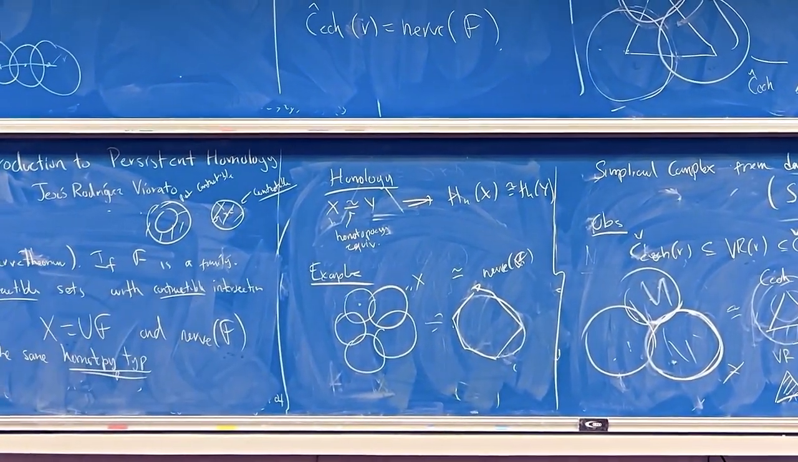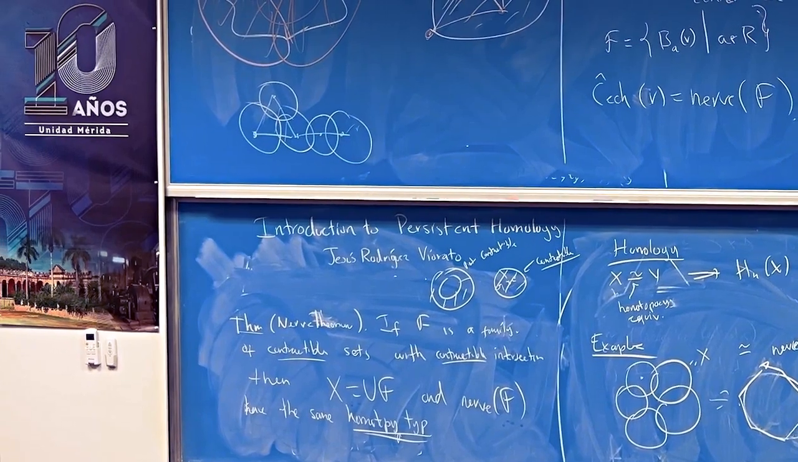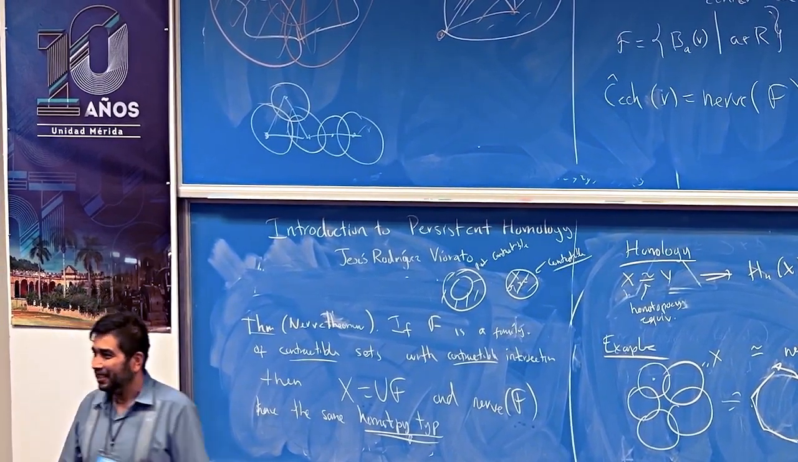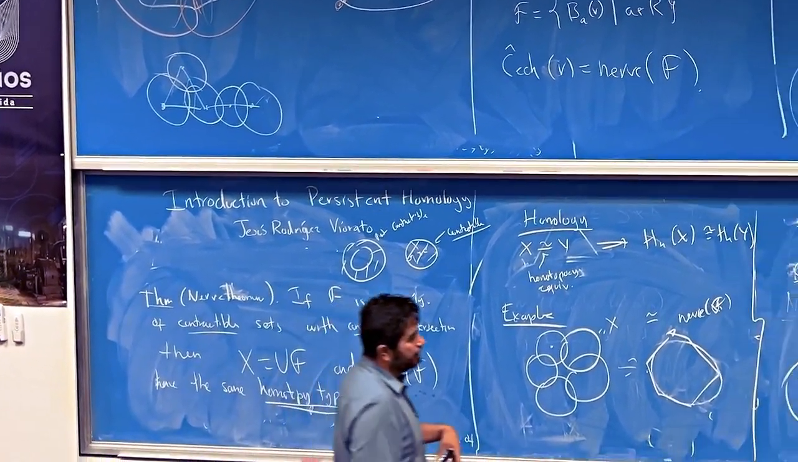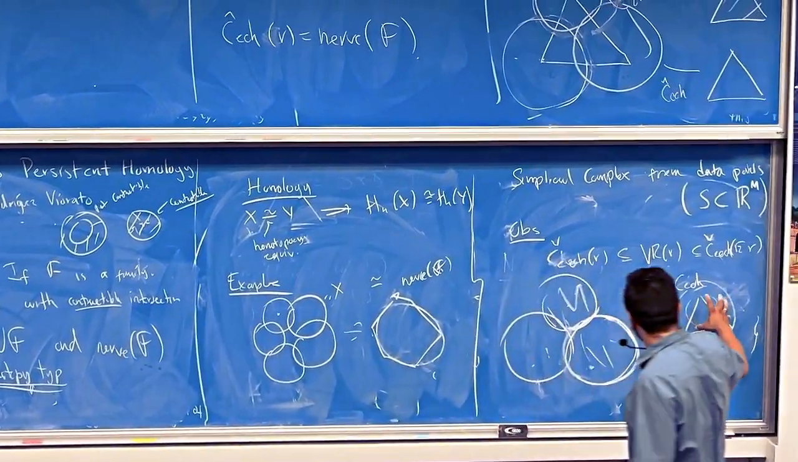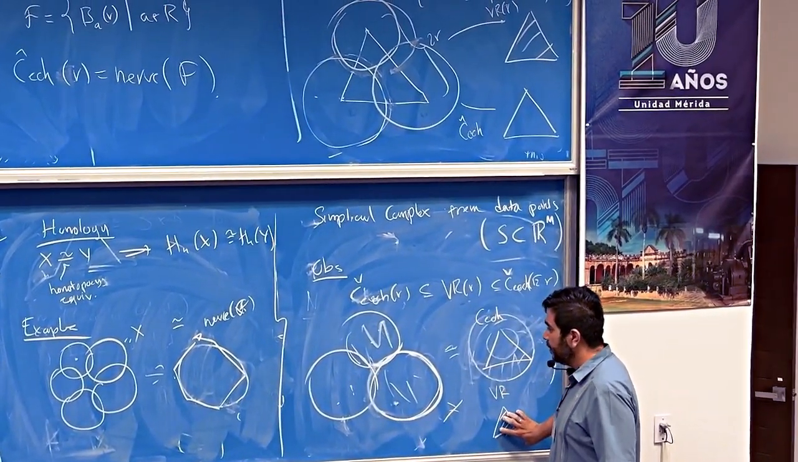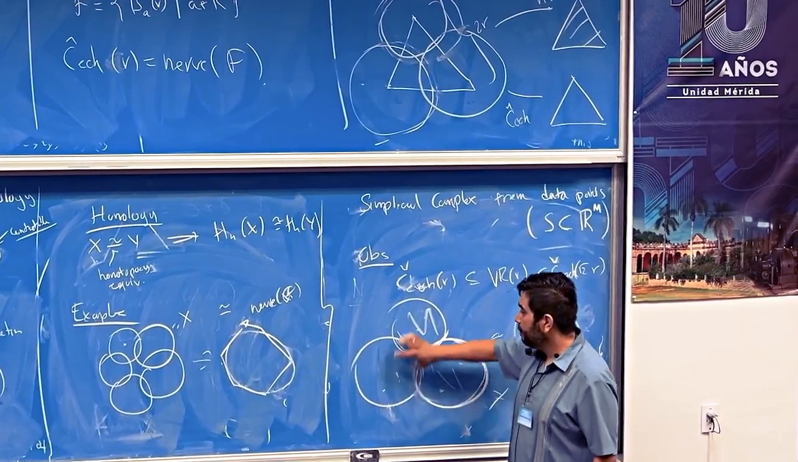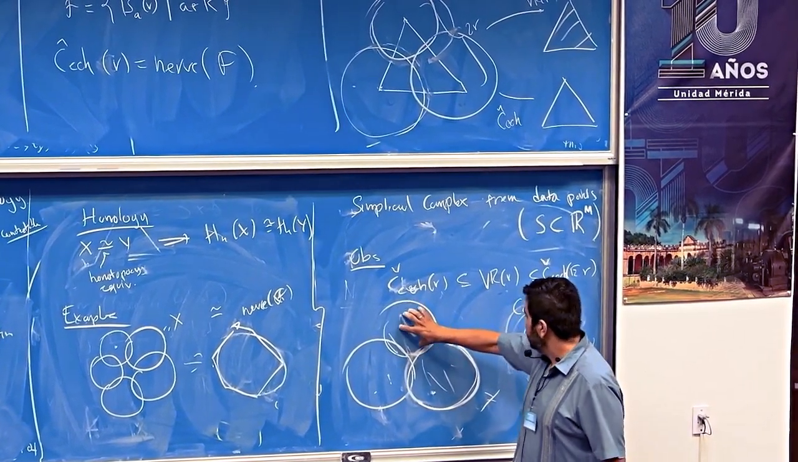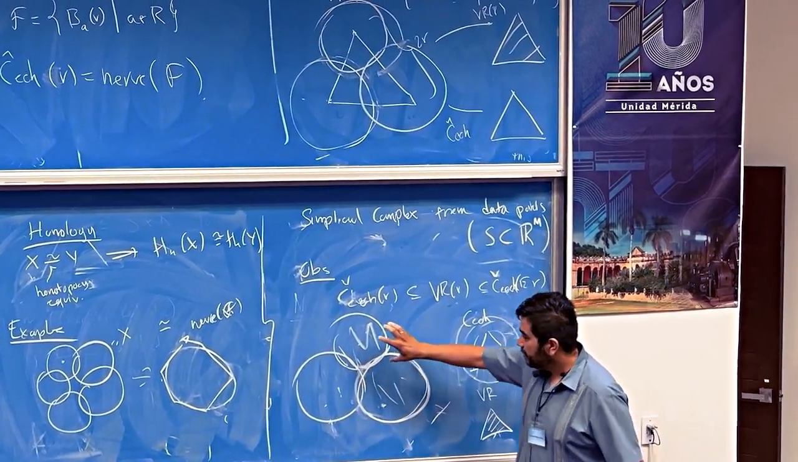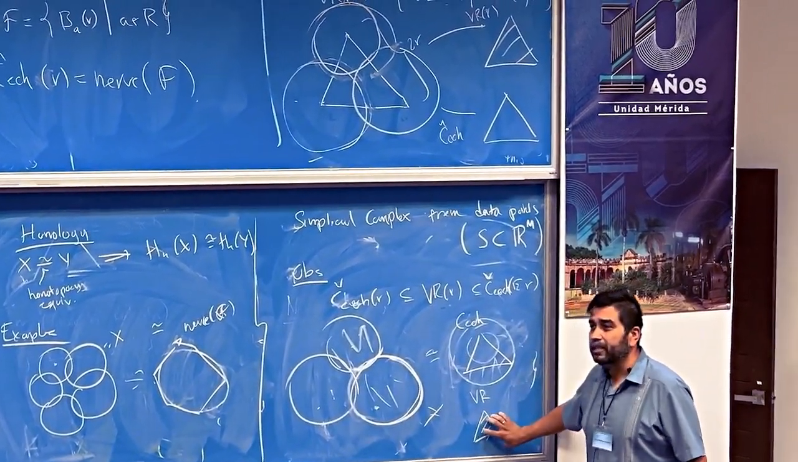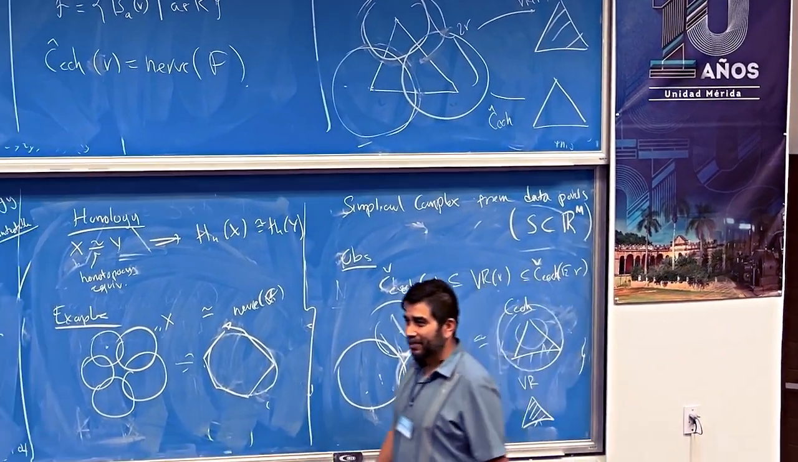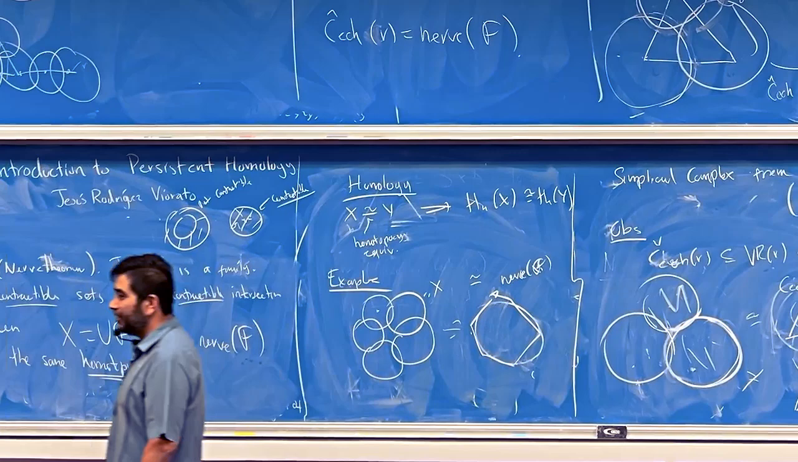I understand. We were comparing the homotopy types of the Čech and Vietoris-Rips complexes. Yes. In fact, we are comparing the homotopy type of Čech and Vietoris-Rips with the union of the three balls. The union of the three balls has the same homotopy type as the Čech complex, but the union of the three balls doesn't have the homotopy type of the Vietoris-Rips. Thank you.